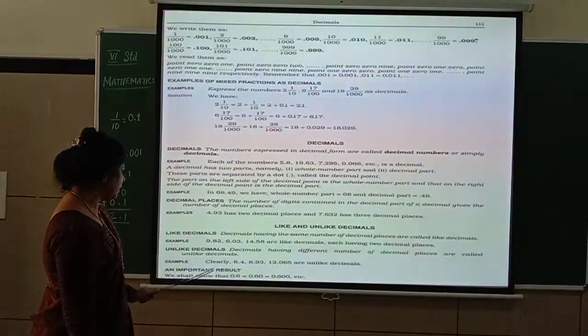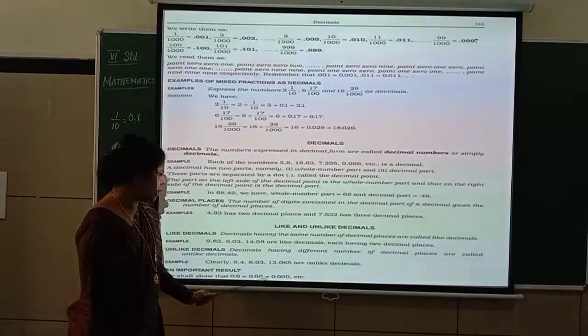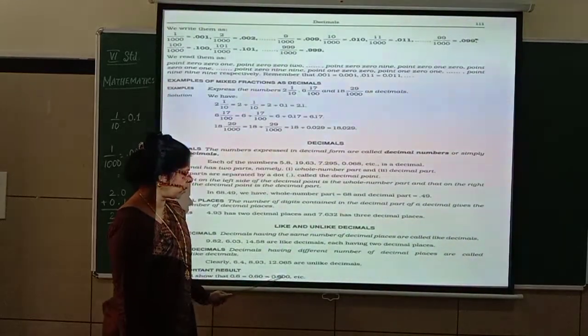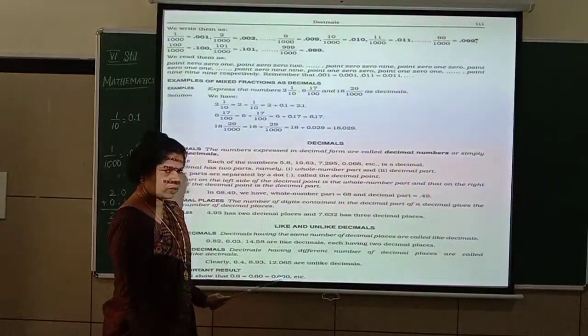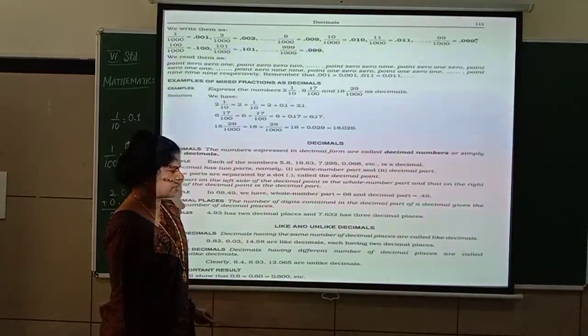Now an important result: we shall show that 0.6 is equal to 0.60 is equal to 0.600 etc. So after the point you can add any number of zeros. It will not make any difference there.